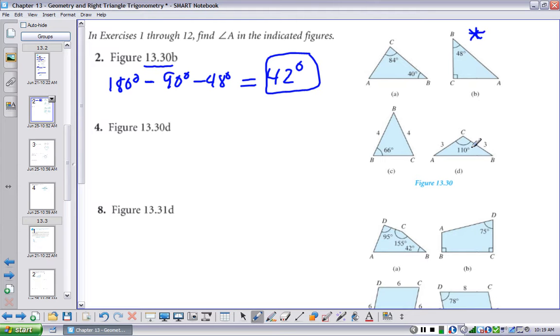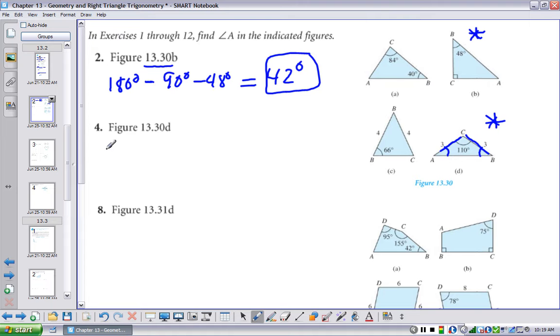Then we go to part of figure D. They want to find angle A. Well, we have an angle of 110 degrees. Now, one thing we need to mention is that if these sides are equal, and they are, then the corresponding angles are equal. So angle A and angle B are the same.